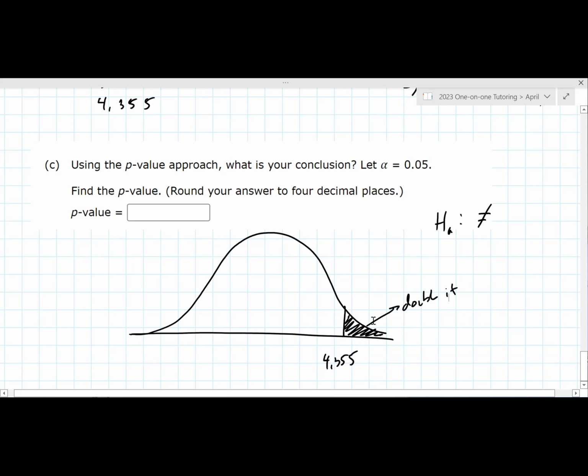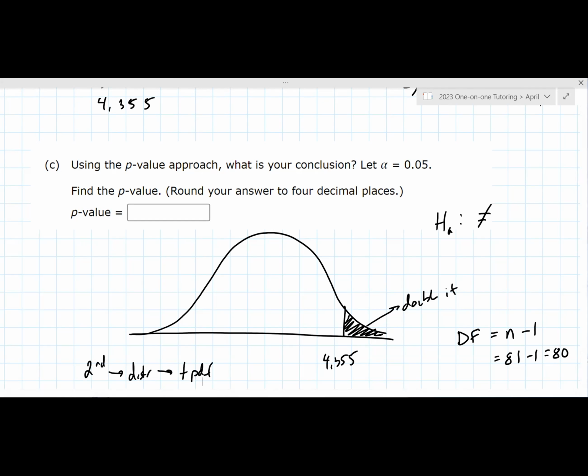The next thing is that you have to find this degrees of freedom value. The degrees of freedom value is the number of samples minus 1. So in your problem, the samples are 81 minus 1 is 80. Okay. All right, so if you go to second distribution, you're now going to use TPDF. Do you see that there?